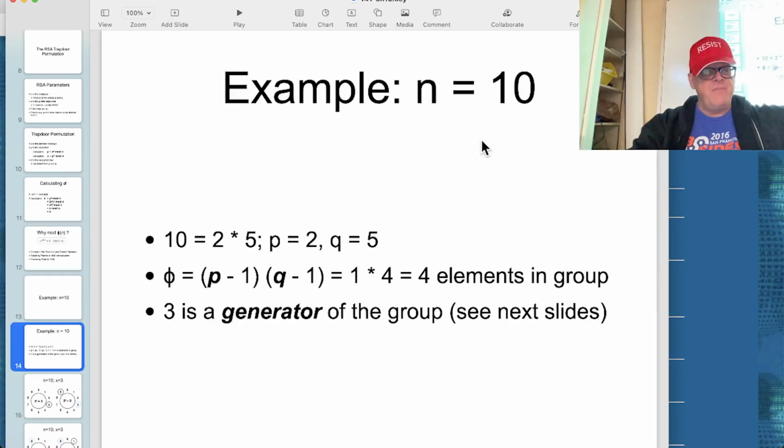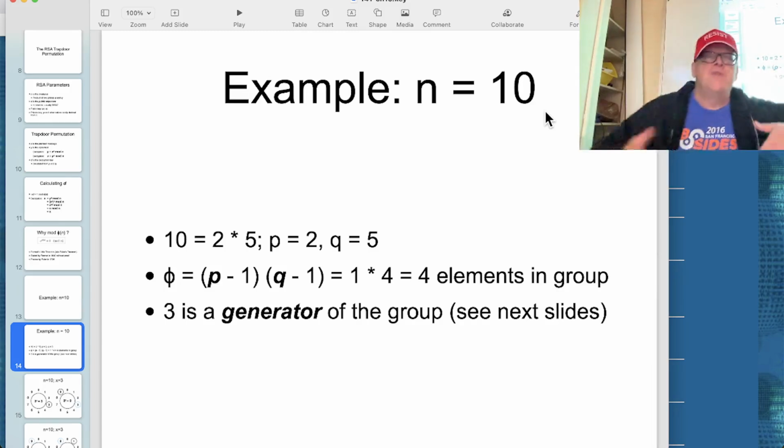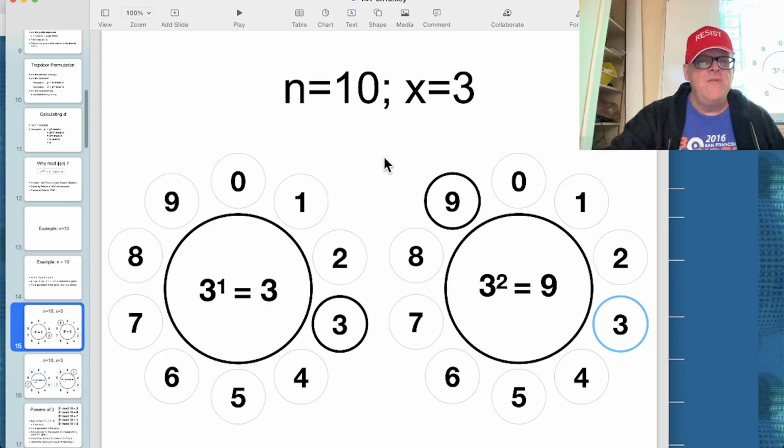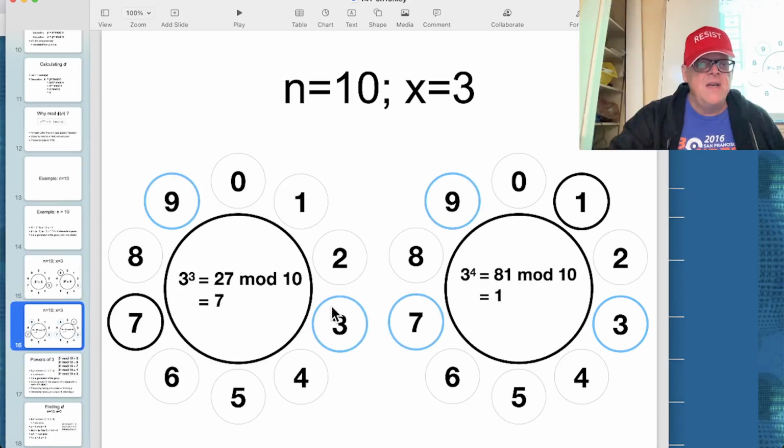Anyway, so if n equals 10, that's 2 times 5. So that's a perfectly fine example of RSA, although of course it's too small to be secure, but it'll work here. So the phi is 4, like we said, 4 elements in the group. Now 3 is a generator of the group. If you take 3, here's 3 to the 1 is 3, 3 to the 2 is 9. 3 to the 3 is 27, so that will wrap around and turn into 7. 3 to the 4 is 81, that'll be 1. And then 3 times that is going to be 3 again. So you've generated all 4 elements. Those are the 4 elements in the group. So 3 is what they call a generator.